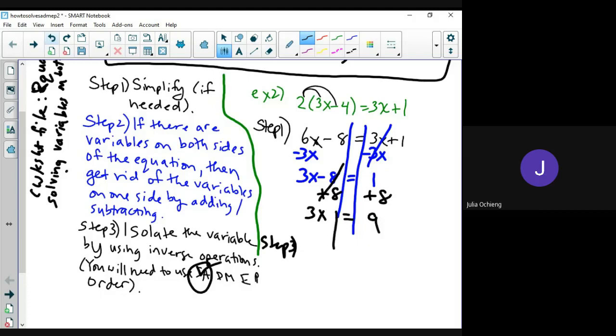Next, you have to get rid of anything that's multiplied or divided to the x, so that's 3 times x. So the opposite of times 3 is divided by 3. So that's going to cancel that out, and that's going to become x equals 3.